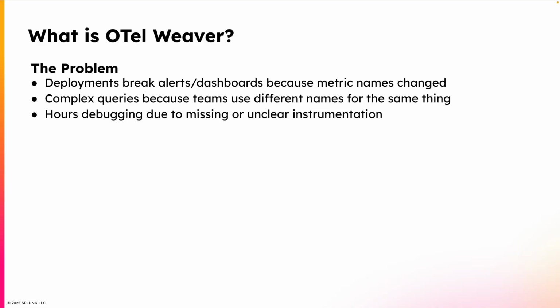Semantic conventions are standardized names, types, and formats for your telemetry data. They're essentially a contract that says, this is what our metrics should be called, and these are the attributes they should have. OTel Weaver helps organizations implement observability by design.